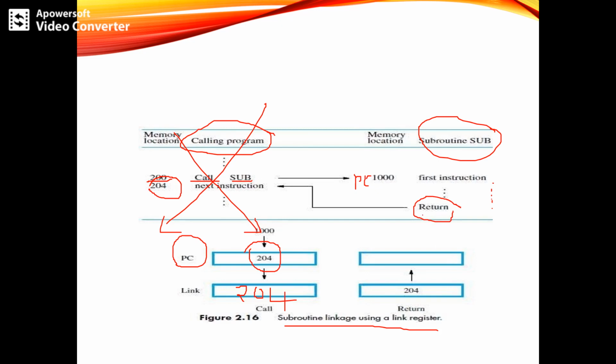So where we can return the value, during the return instruction, what happens is the content of the link register, that means the PC value of the main program, will be copied into the PC again. So this is nothing but the link register and this is nothing but the PC.